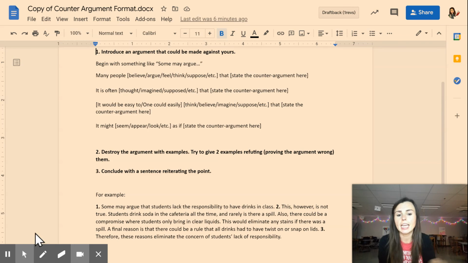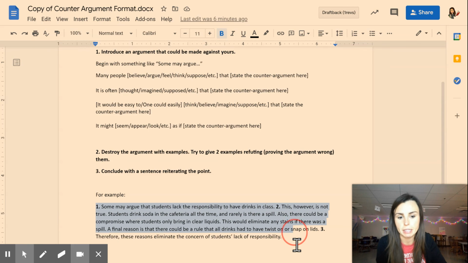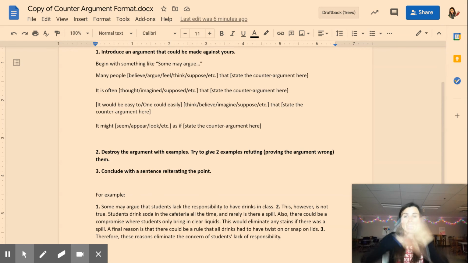So really, as you can see, I did three things in mine. I said, some may argue, so I introduced the argument. Some may argue that, and I gave a specific thing. You do not want to say something like, some may argue that Adnan is guilty, because then I have to support it with everything. So you want to choose one reason. I'm going to choose one reason, and then I'm going to give two examples that prove that argument wrong. If I'm saying that many people think Adnan is guilty because of the cell phone records, I'm going to give two pieces of text evidence that support him actually being guilty.